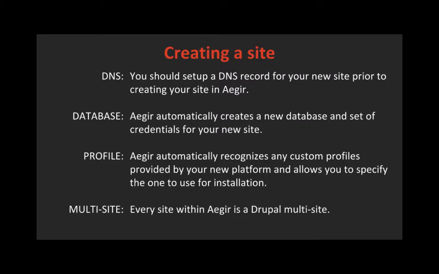So the next, after you've got your platform in there, and really all you have to do is give it a name, give it your Drush makefile, and your platform's done. So creating a site in Aegir, you just have to set up a DNS record. That's really the biggest thing, and then you fill out a form. Aegir is going to automatically create the database for you. Any custom installation profiles that are in your platform will automatically be recognized and presented to you on a list of radio buttons. So you just pick which profile you want.